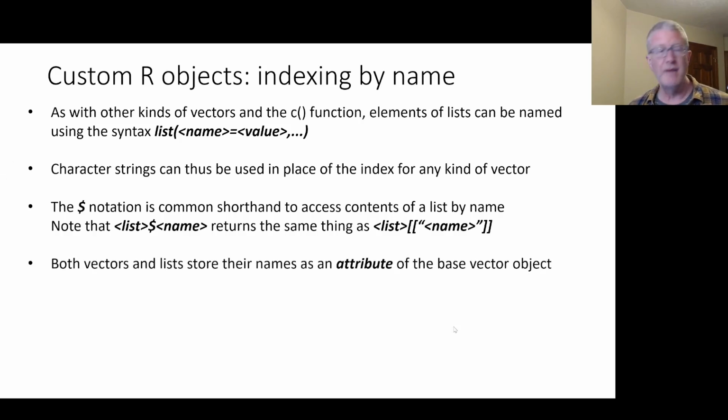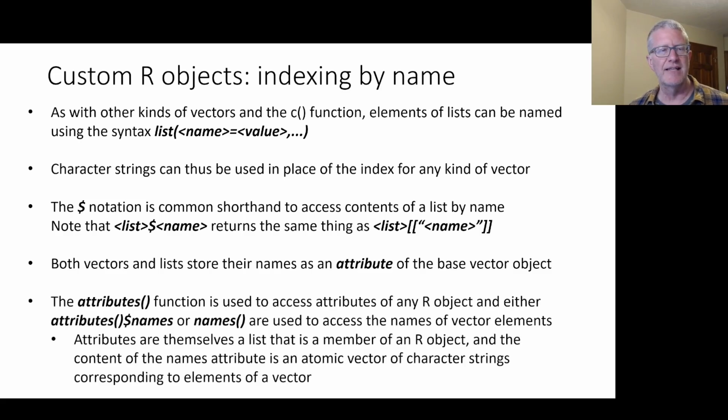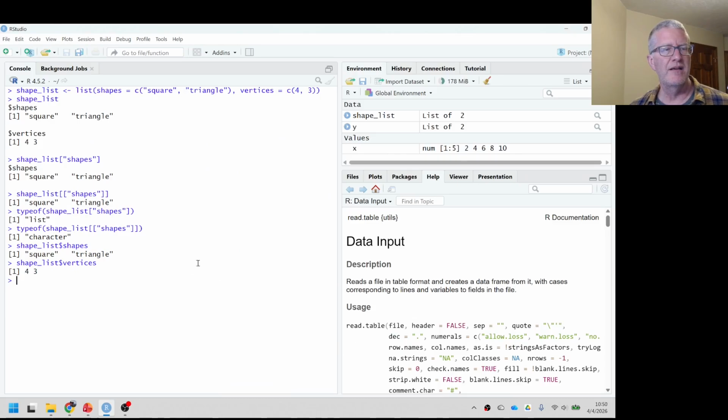Now, every object in R has attributes, or it may have attributes. Both vectors and lists have attributes, as well as all of the other data types that we're going to talk about. And it turns out that the attributes are a list of information about a given object. And you can get at that list using the attributes function. So the attributes function can access the attributes of any R object in a list, and they're going to be specific elements of that list. In this case, the element is going to be called names, that keeps track of the relevant information about that object. So let's go back to R and think about what that looks like with the shape list.